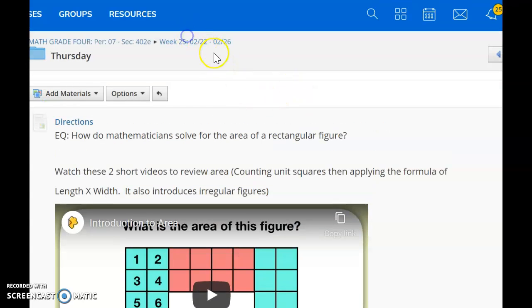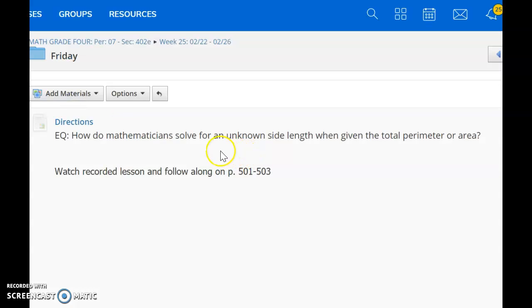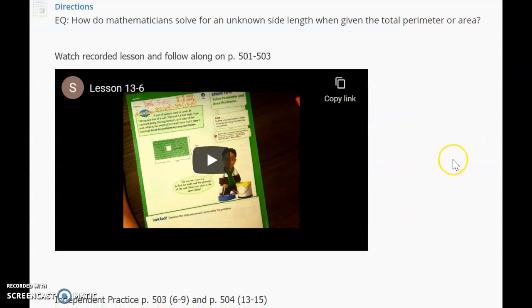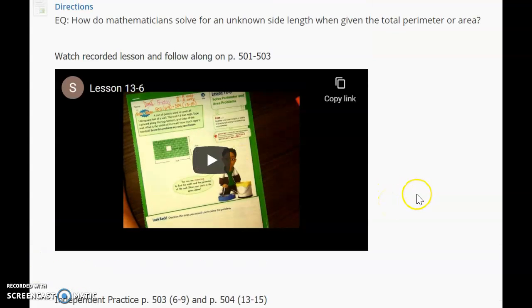And finally, on Friday, we are going to have some mixed practice with area and perimeter. These problems are very challenging, so make sure you're following along. Make this screen full screen, have your textbook open. You do have some independent practice and an exit ticket. Again, we'll meet at 2 o'clock to discuss these questions.